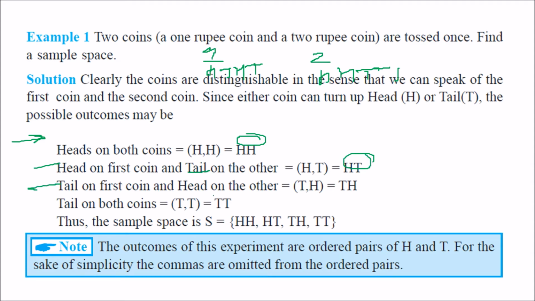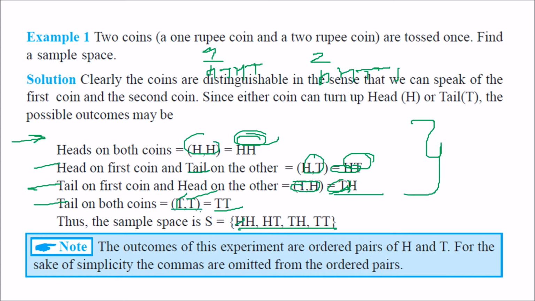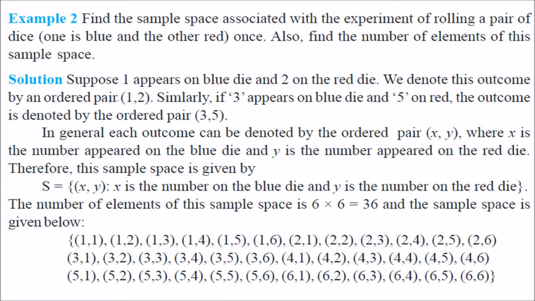Tail on the first coin and head on the other coin, that is TH. And tail on both the coins, that is TT. So just combine all these four and you get the sample space. The outcomes of this experiment are actually ordered pairs of H and T. For the sake of simplicity, we have just ignored the comma. Actually this set is the sample space.